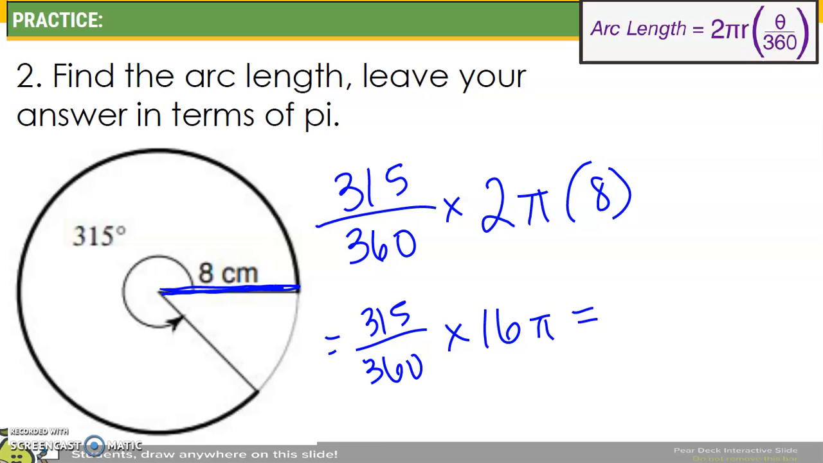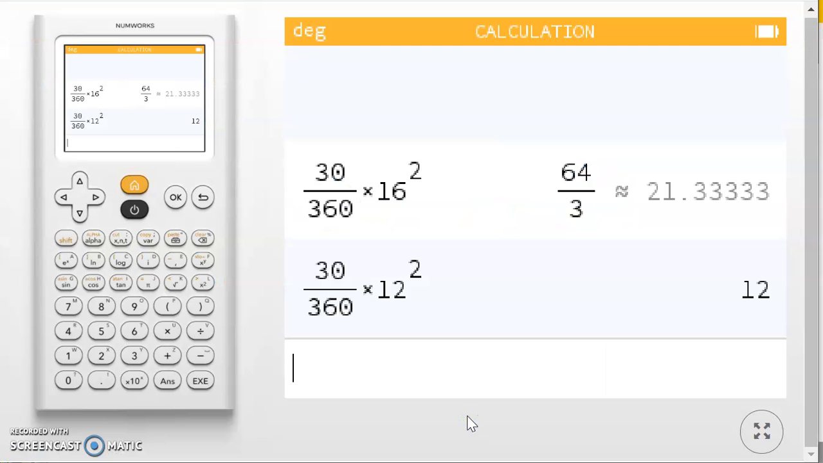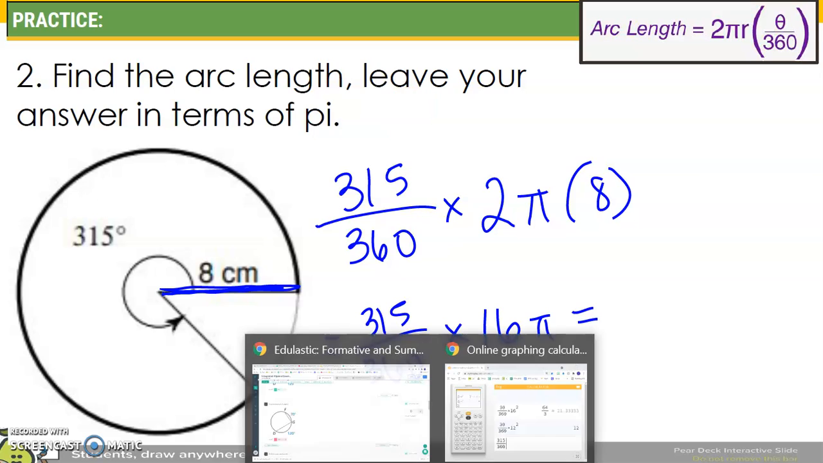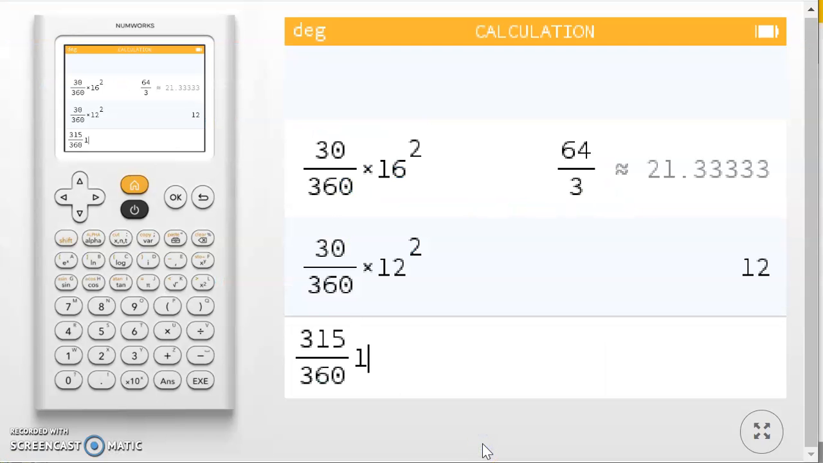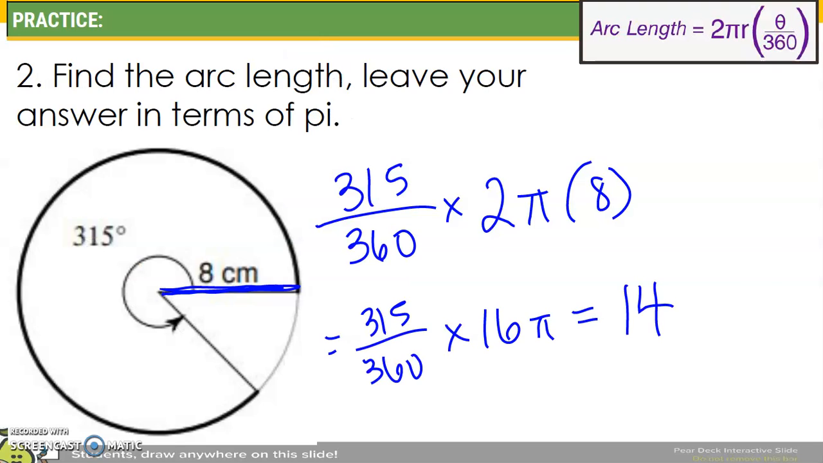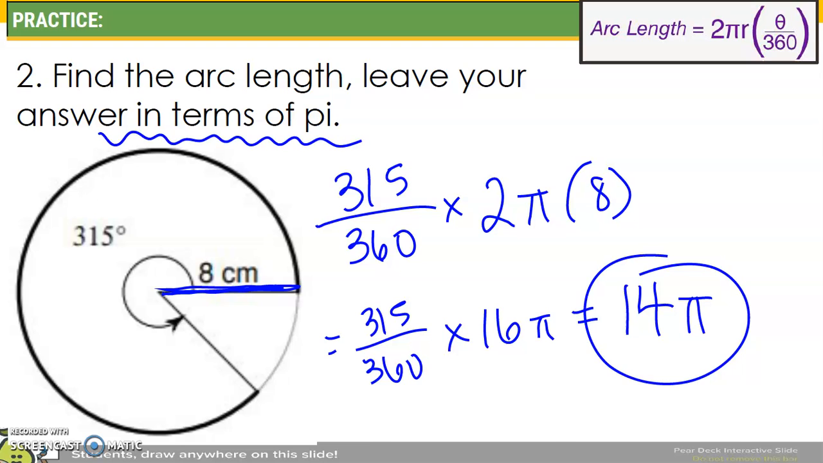Again, we're going to leave our answer in terms of pi, so I'm not going to calculate the pi. So in my calculator, we have 315 over 360 times 16. So times 16, enter, we get 14. 14 pi. Answer in terms of pi.